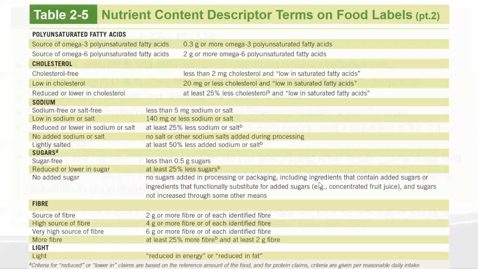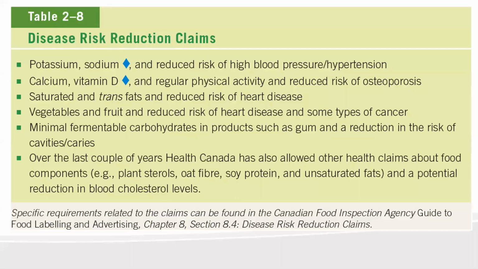Here are the disease risk reduction claims, right? These are looking at, for example, reduced risk of high blood pressure, hypertension, right? So this is looking at potassium and sodium levels. Risk of osteoporosis, looking at calcium, vitamin D, and regular physical activity. These are all related to certain things that are connected in the science, right? High blood pressure is connected directly with salt levels, potassium and sodium being the big ones, right? And so there is good science behind this.